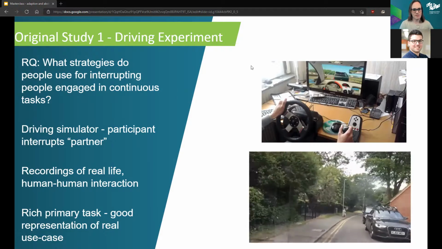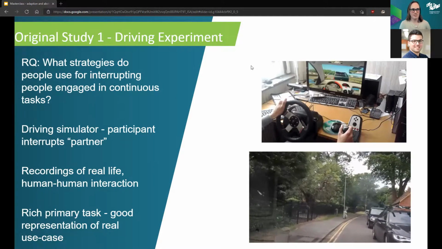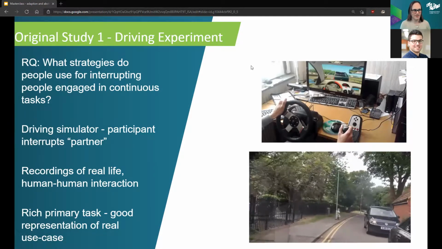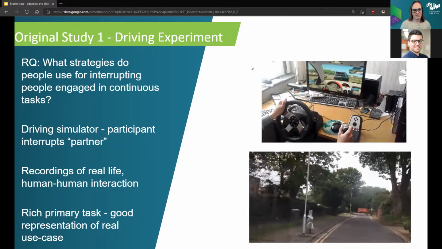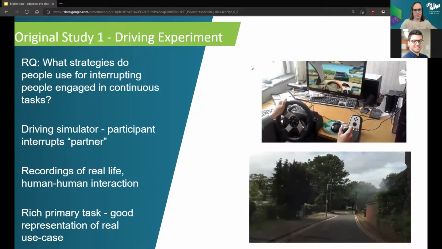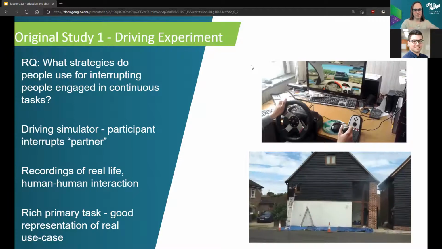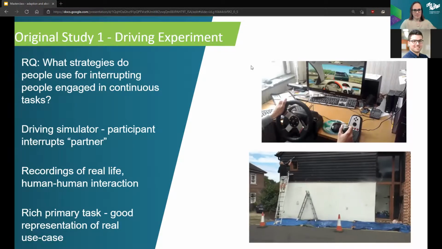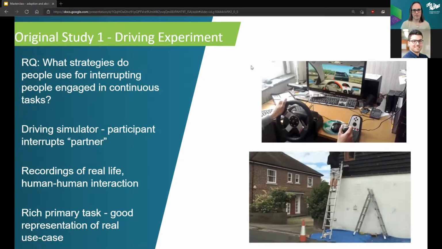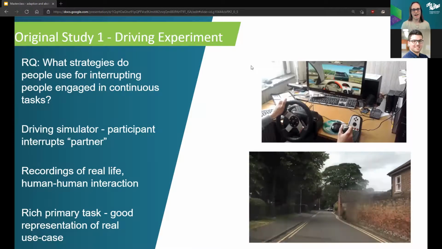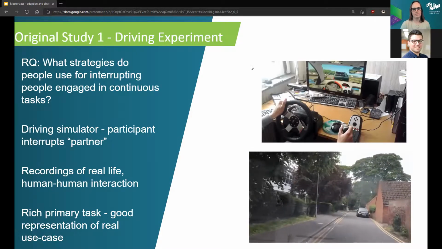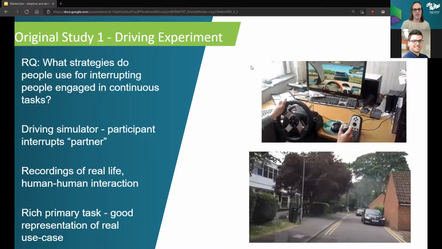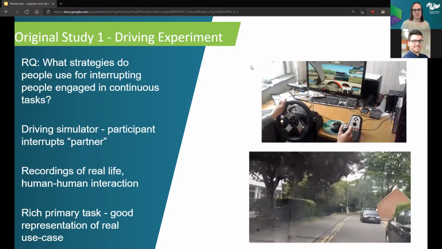Originally my first experiment was going to involve a driving simulator just like this one. This is not my picture, but this is my driving simulator. I planned to have a member of the lab pretending to be a participant. They were going to be a confederate in the experiment, and they were going to operate the driving simulator while a participant interrupted them with questions or with messages, just like a passenger in a car might talk to the driver while they're driving.